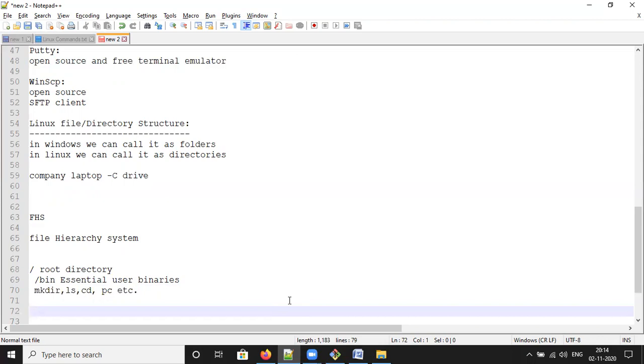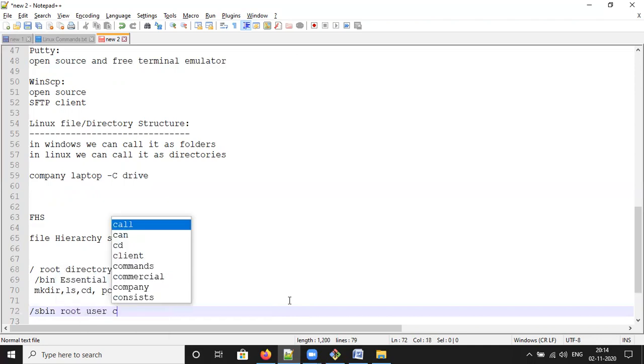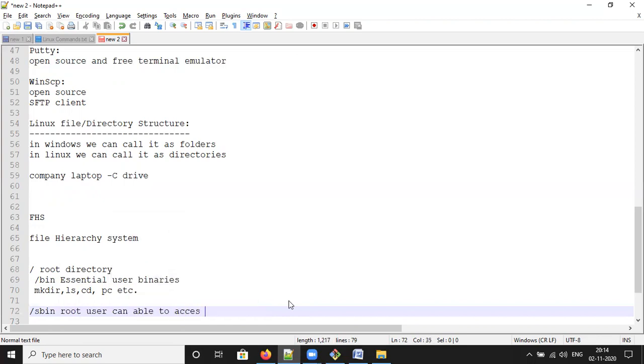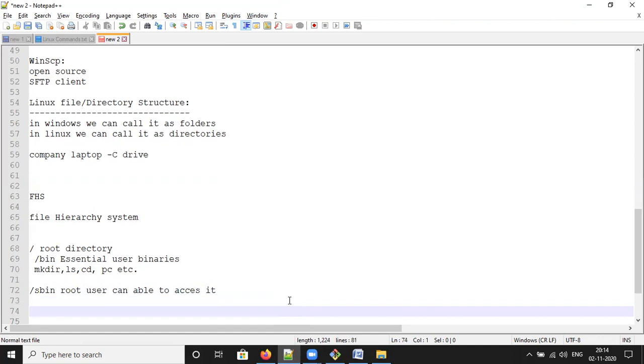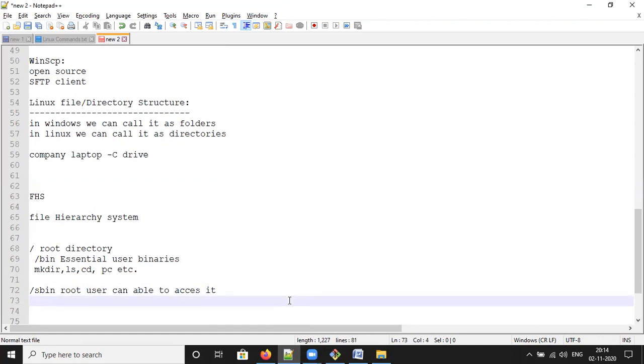And one more is the sbin directory, similar to the bin directory. It contains commands and files, but only the root user can access this directory. Indirectly, only the root user can access it. A normal user cannot access it.